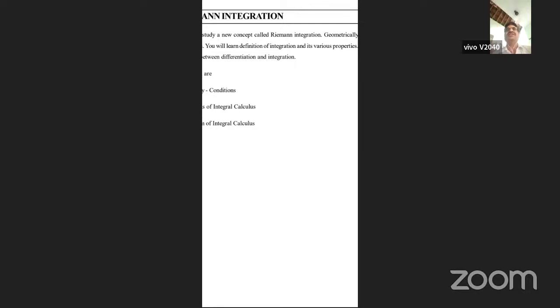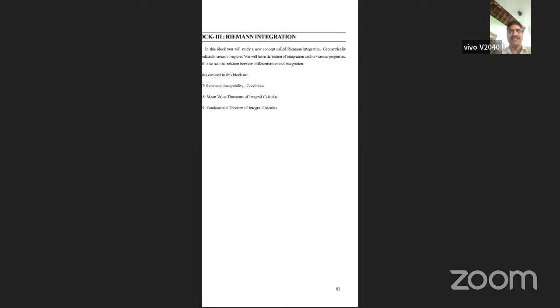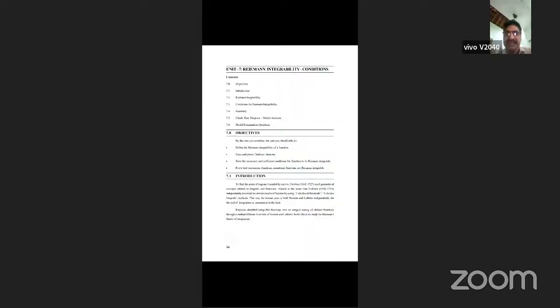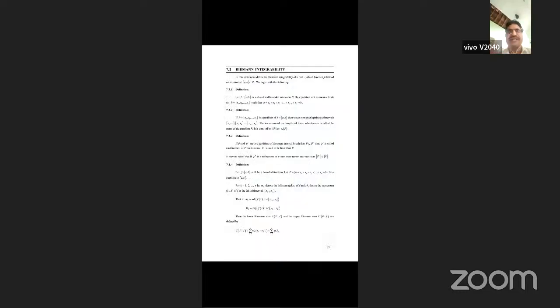Suppose the integration is denoted as integral from a to b of f of x dx. That is the proper integral. There are two types of integrals, proper integral and improper integral. In the last session we had to complete this discussion. Now we have to explain the Riemann integrability concept.